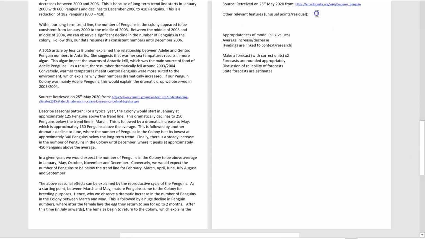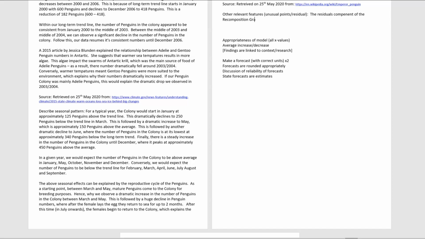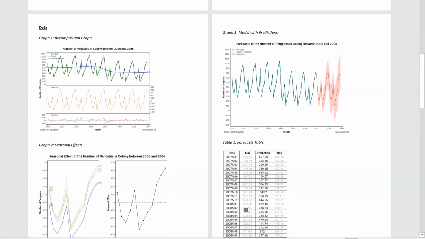Okay, so the residuals component of the decomposition graph tells us that there was an unusual point in May 2002. And at this point, I just want to look at, was it unusually high or unusually low? So let's have a look at the graph again.